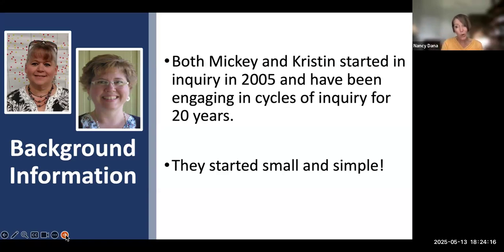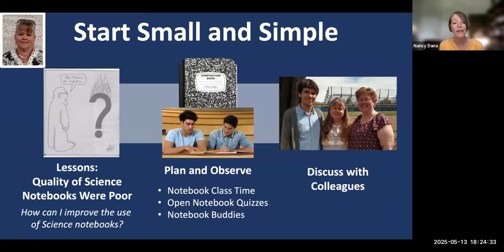But what's so cool is with time, every cycle of inquiry, you get better, not just as a teacher, but as a teacher inquirer. So you'll see how sophisticated they've gotten. But let's back up and look at their first cycles of inquiry in 2005.